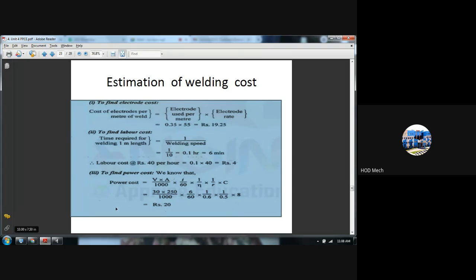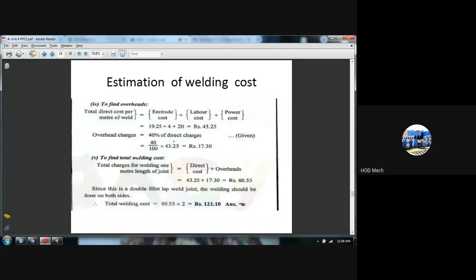In all three steps, everything is calculated based on the given data. Right? Now, do you have any doubt up to these three steps? No, sir. Okay. Now coming to the next step, to find the overhead cost.